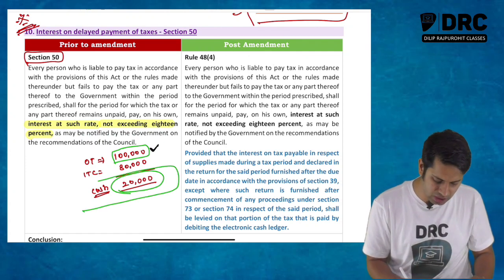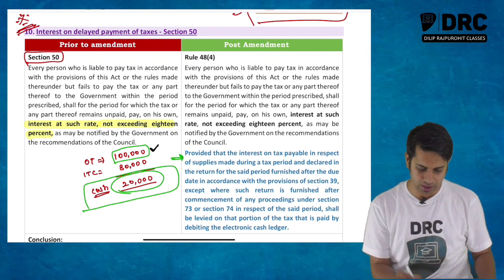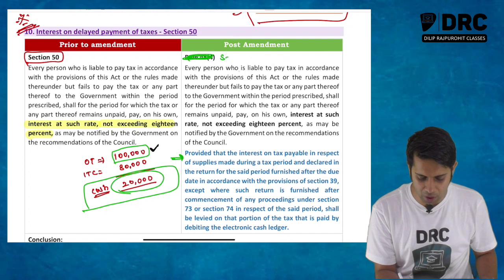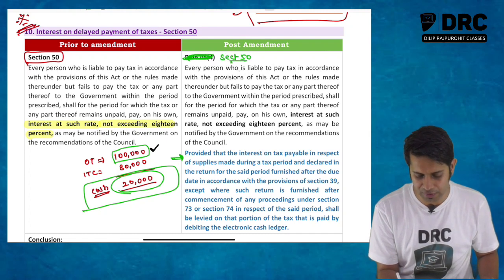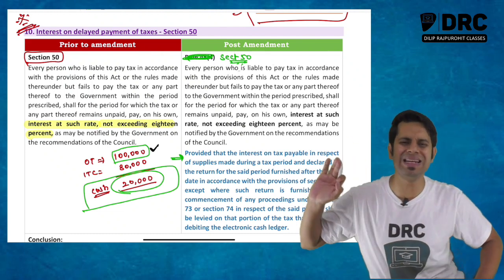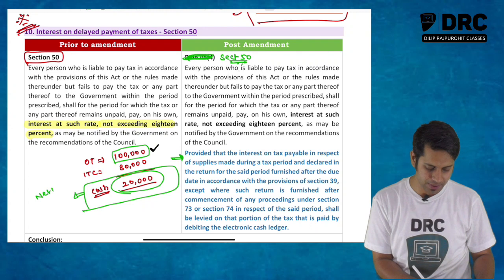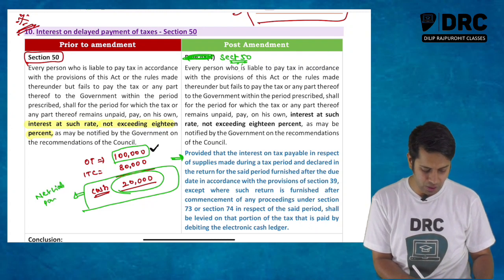Now the government has told this by inserting a proviso. They have inserted a proviso to Section 50. What is this proviso telling, sir? This proviso is telling that this particular interest which you are paying should be on the net liability which is paid by you using the electronic cash ledger.